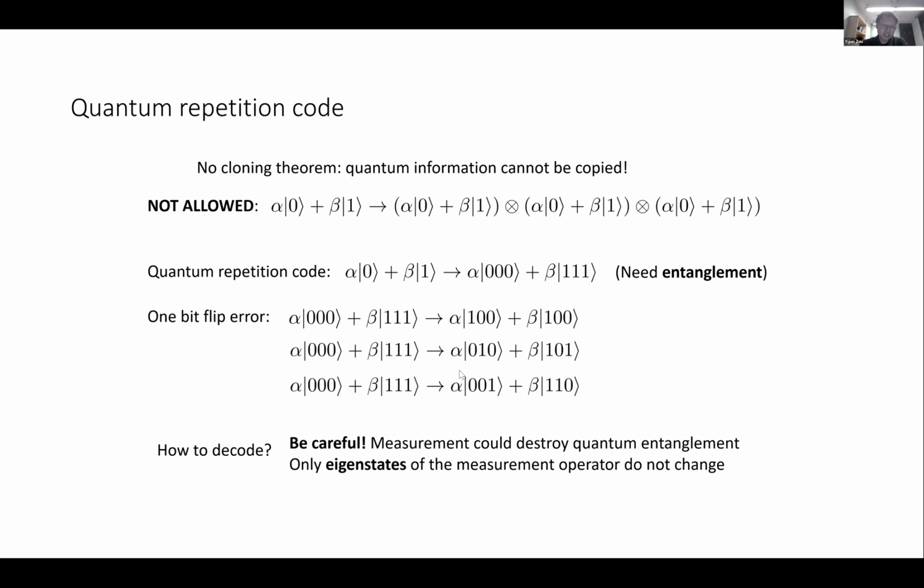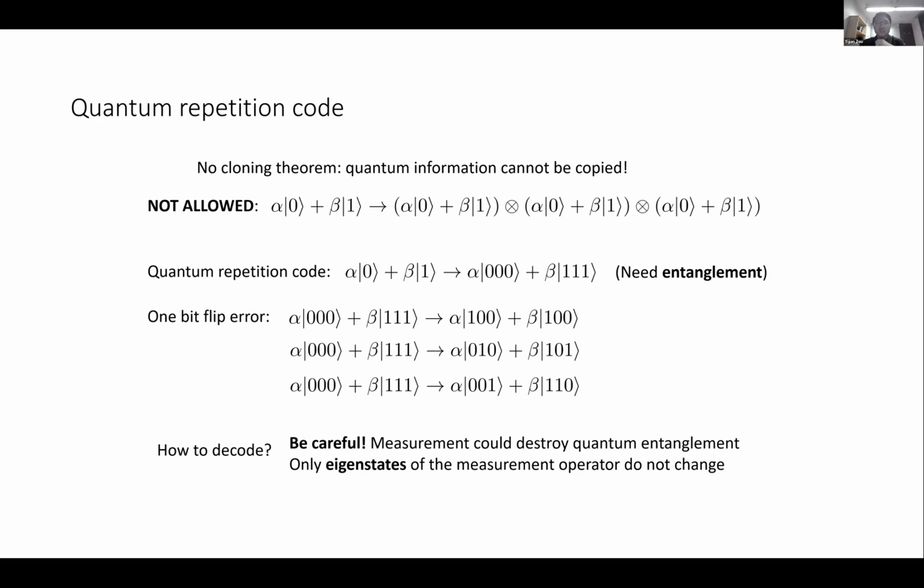And now let us also consider errors. You can consider a bit flip error, for example. Then there are three possibilities: either you flip the first spin, or you flip the second spin, or you flip the third spin. Oh, sorry, in the first line, I think there's a typo. It should be alpha 100 plus beta 011. Yeah.